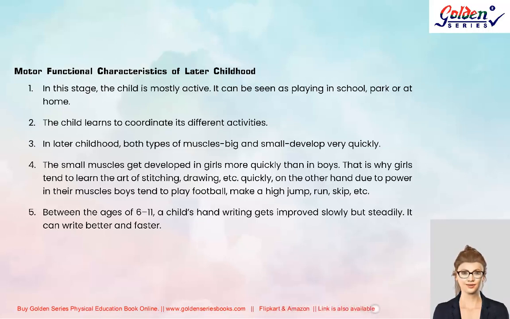4. The small muscles get developed in girls more quickly than in boys. That is why girls tend to learn the art of stitching, drawing, etc. quickly. On the other hand, due to power in their muscles, boys tend to play football, high jump, run, skip, etc. 5. Between the ages of 6 to 11, a child's handwriting improves slowly but steadily. It can write better and faster.